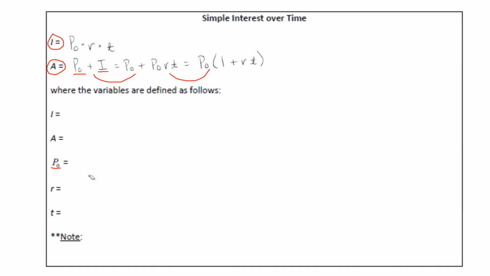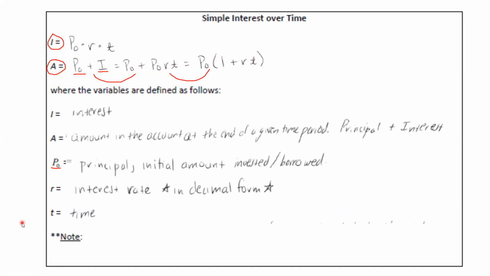All right, now, let's define all of these variables. We define I as interest. A is the amount in the account at the end of a given time period. So really you could think of that as your principal plus your interest. P0, that's your principal, your initial amount invested or borrowed. R is the interest rate, always in decimal form. So if you see something like 7%, you should be thinking of the R value as 0.07. And then you've got T for time.